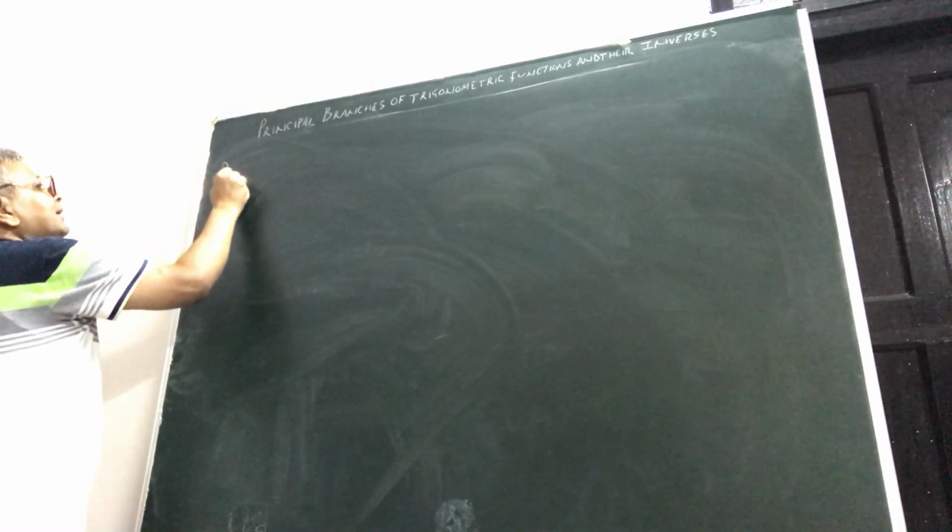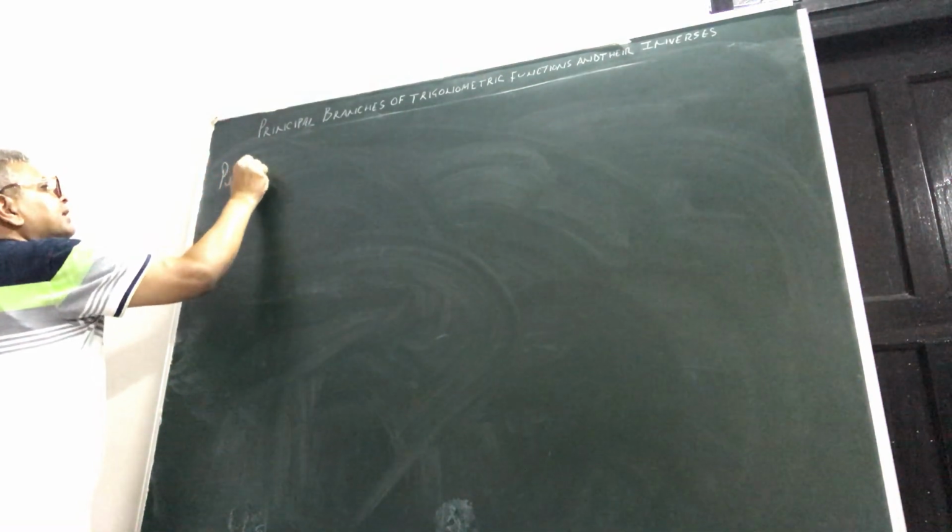So now let us see a few properties. First property, write down property 1 and how we get the proof of it. Very simple.